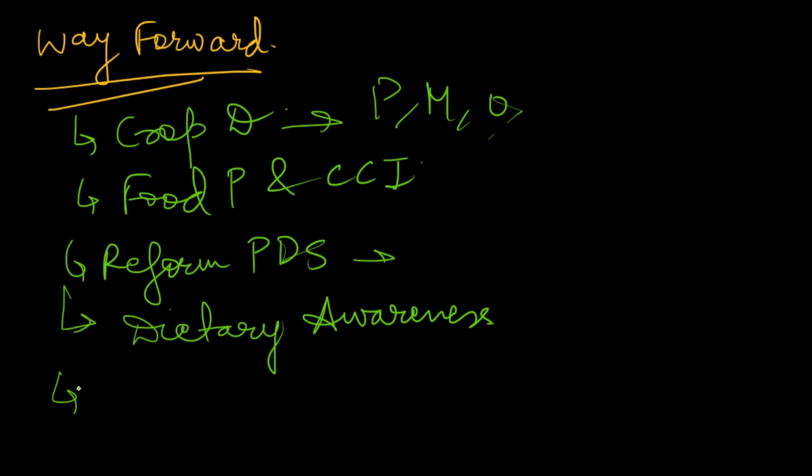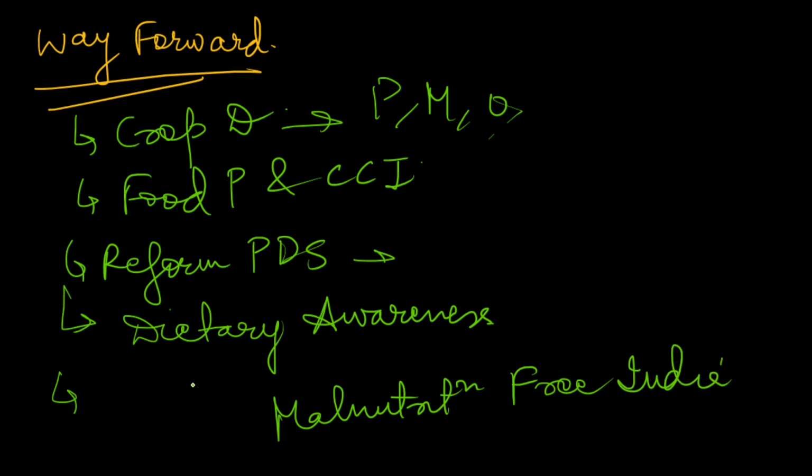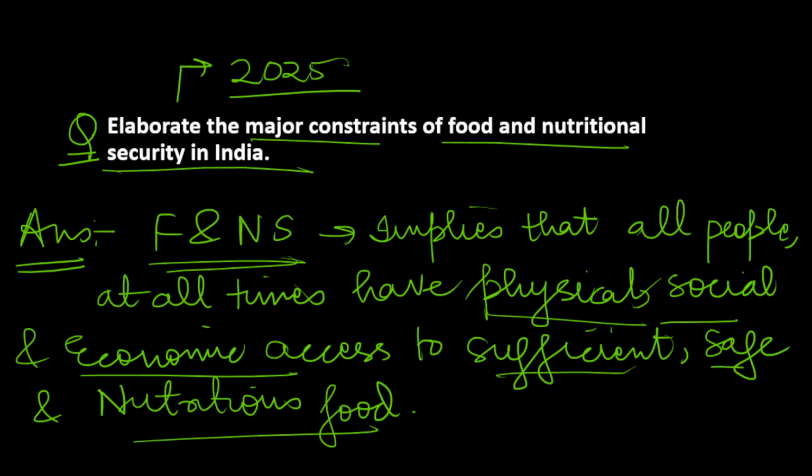And in conclusion, you can mention that yes, we need to ensure food and nutritional security by moving from calorie dense to nutrition dense. We need to focus on a malnutrition free India. All these things can be mentioned in the conclusion. So I think that is all for today's answer. If you mention all these things and make a good structure as we have discussed, you will definitely get good marks.